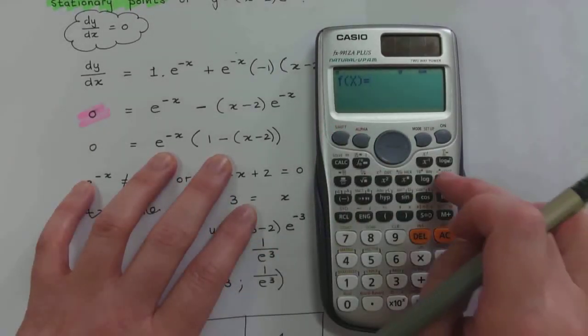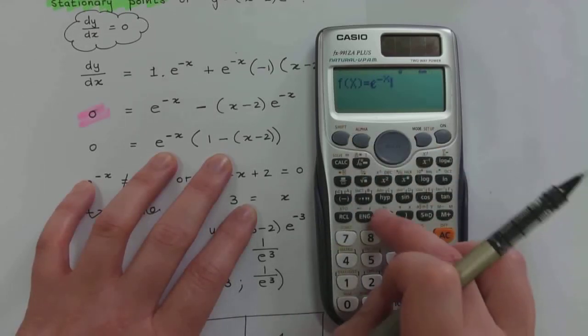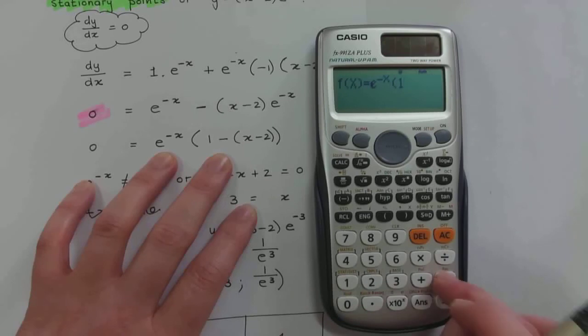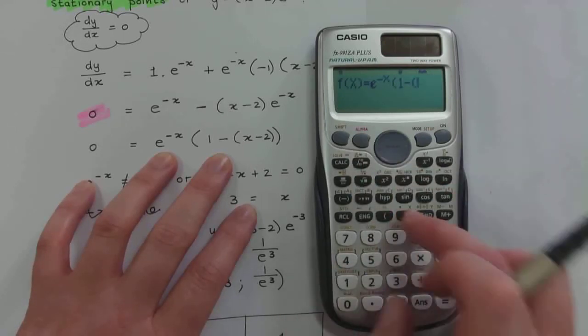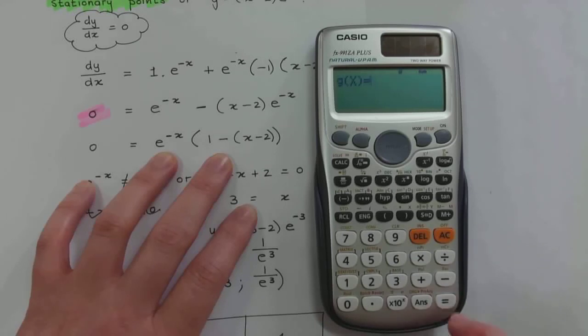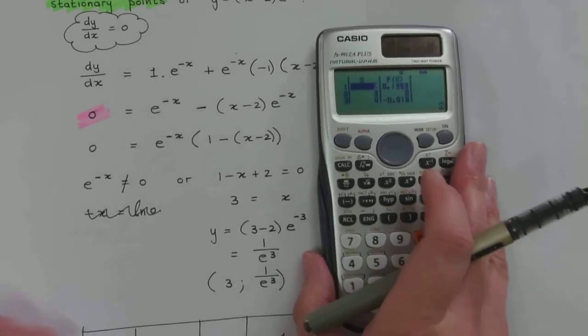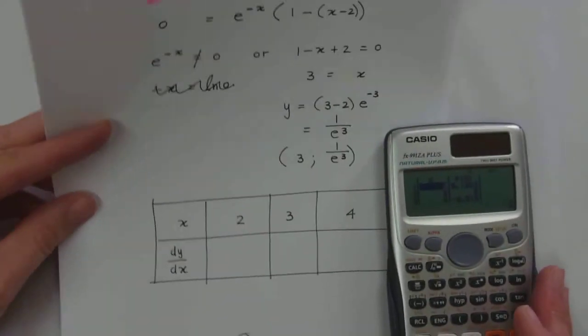So let's use this one since it's the simplest one to type in. I'm going to go e to the power of negative x and then times 1 minus x minus 2. There we go. And then I'm going to start at 2, end at 4, and step in 1. Now, this takes me back to this particular table.